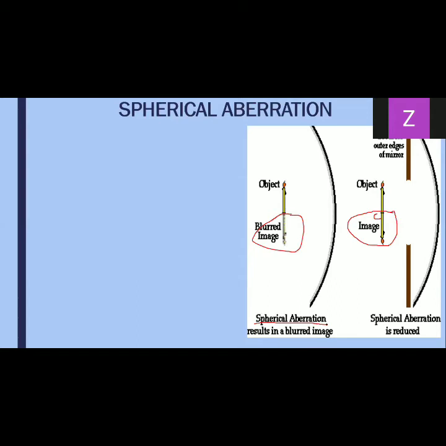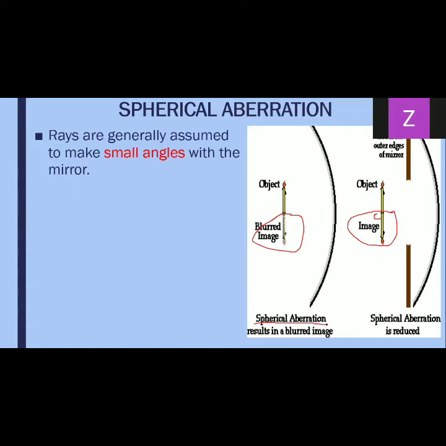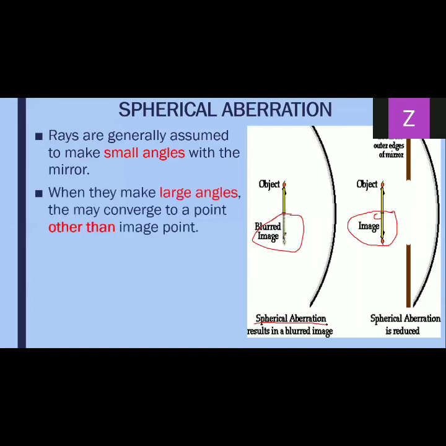Now, what happens in this case? Generally, I told you, we assume that the rays make very small angles with the mirror. Maybe while incident, while being reflected, they are assumed to have very small angles. But practically, that doesn't happen. Practically, they do make very large angles while converging or diverging. So, due to those large angles, they converge to a point other than the image point. What does that mean? You will understand in the next diagram. If a ray goes something like this, it is supposed to converge over here, and another ray, if let's say it goes something like this, will converge over here, and we will get a clear image over here.